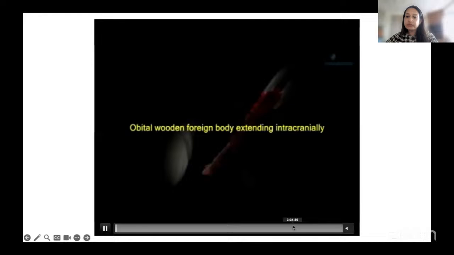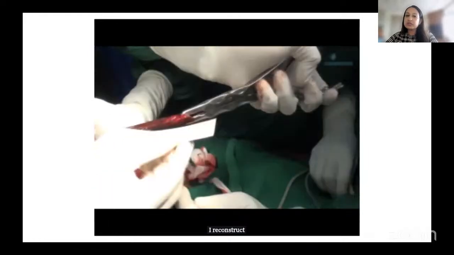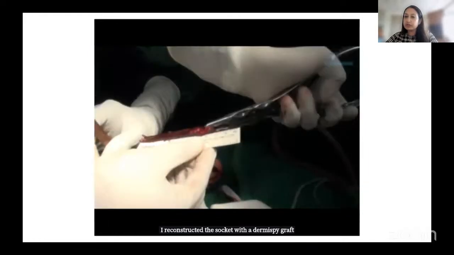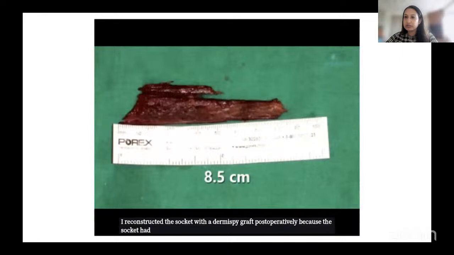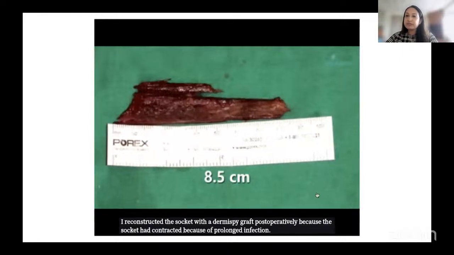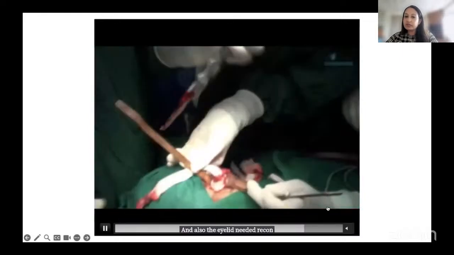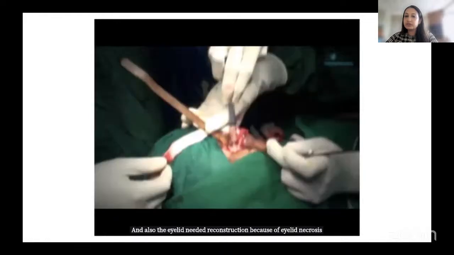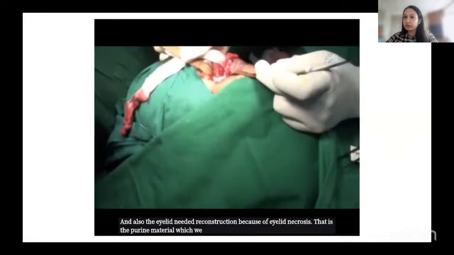So this was the foreign body and there was a lot of purulent material which came out. I reconstructed the socket with a dermis fat graft postoperatively because the socket had contracted because of prolonged infection. And also the eyelid needed reconstruction because of eyelid necrosis. That is the purulent material which we are sending for microbiology.